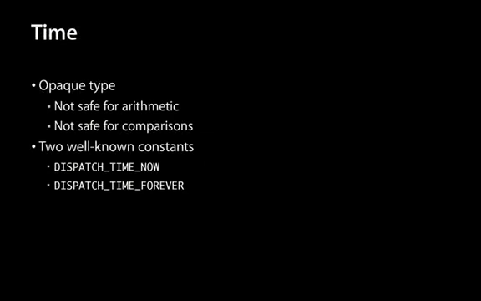In GCD, we have a concept of time. It's an opaque type. It's not safe for arithmetic. It's not safe for comparisons. It's just a bucket of bits. There are two well-known constants that GCD uses, and your code will probably use too. There's dispatch time now for just checking immediately and having it return with a result of either success or timeout. And there's dispatch time forever, which tells GCD to wait forever. In that case, it'll always succeed.